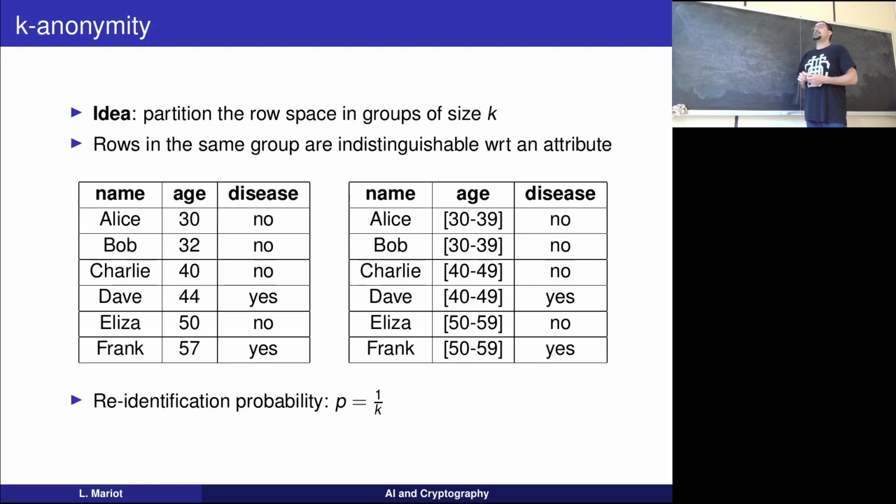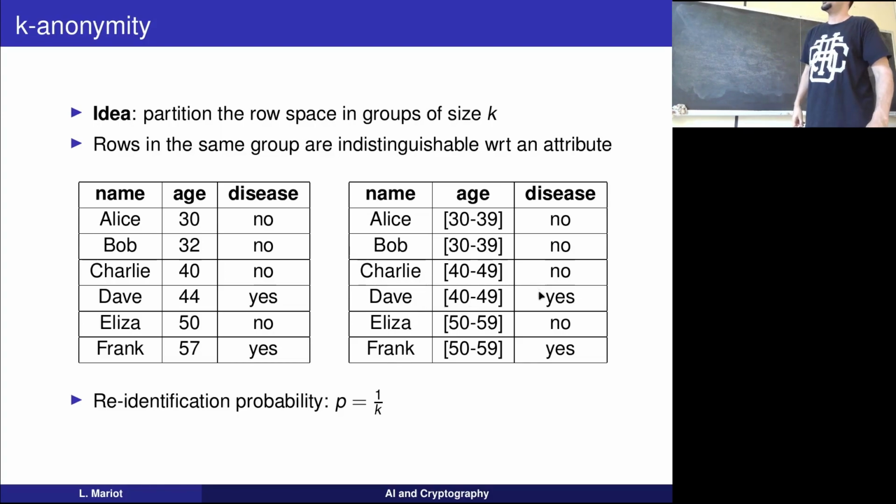So in this way, we have a re-identification probability for our adversary which is equal to 1 over k, where k is the size of our subsets. So in this case, an adversary would have a probability of 1/2 of finding out that Dave is the youngest person having the disease, because both Charlie and Dave belong to the same class. So what is the problem?